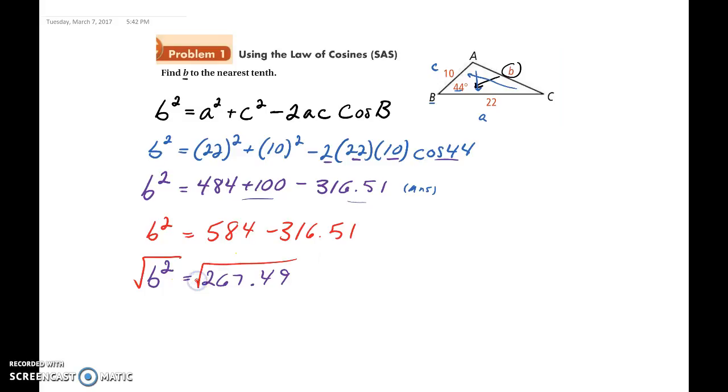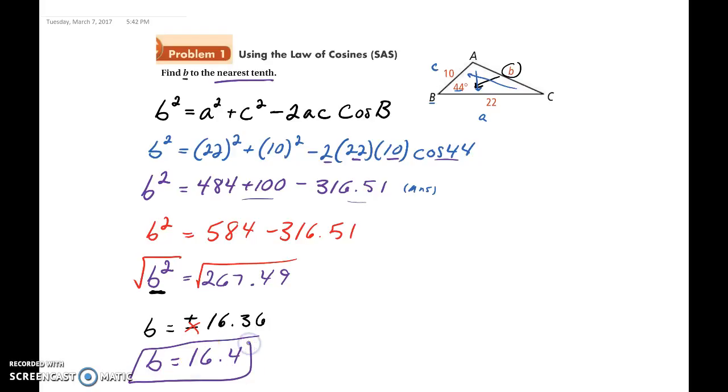Now, these have to be positive because we're dealing with length, but I don't want you guys getting into bad habits. Since we're taking the square root, and this is some number squared is equal to this, I want us to write that b is equal to plus or minus the square root of 267.49, which is 16.355, so 16.36. Then we will reject the negative because we know it's going to be positive, since we're dealing with the length of a side. So our final answer is b is equal to, they ask us to round to the nearest 10th, so b is equal to 16.4. That'll be your final answer.